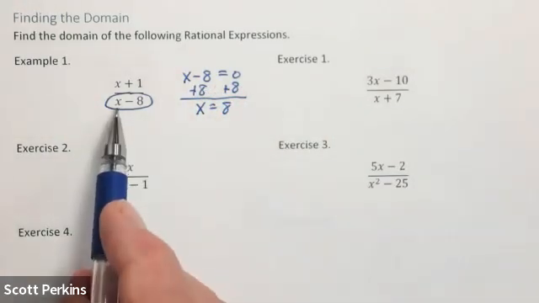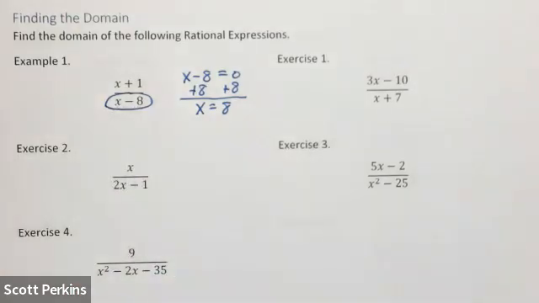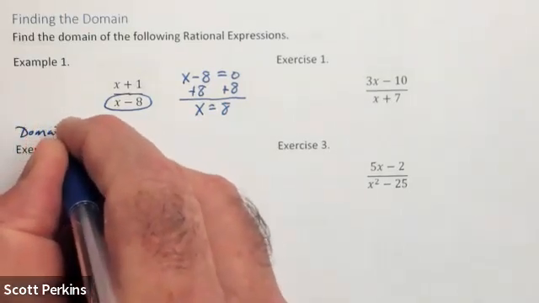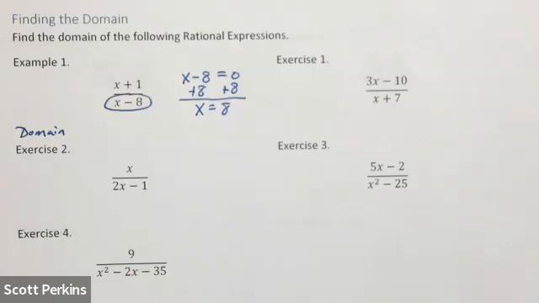Because when x is 8, my denominator here is 8 minus 8. That's 0. Oh no, I can't have 0 in the denominator. So what I need to do now is write my domain, and communicate to everyone that I can use any number except for 8. 8 is the problem. So here's how we do this.